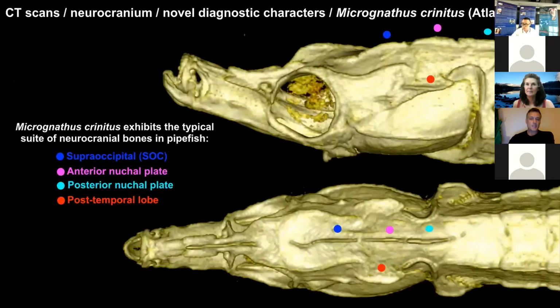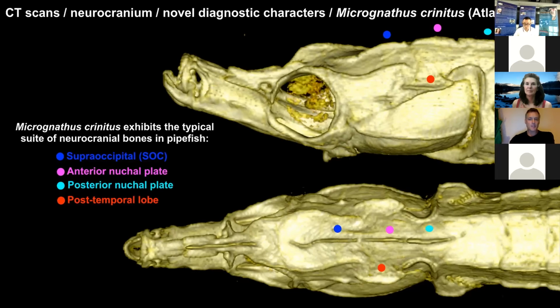So this is a CT scan of a close-up dorsal view of the neurocranium of Micrognathus crinitus. Here you can see the neurocranium is composed of 4 principal bones. The blue dot indicates the supraoccipital. I can say SOC because it's hard to pronounce. The anterior nuchal plate is indicated by the purple dot, the posterior nuchal plate by the cyan dot, and the post-temporal lobe by the red dot.